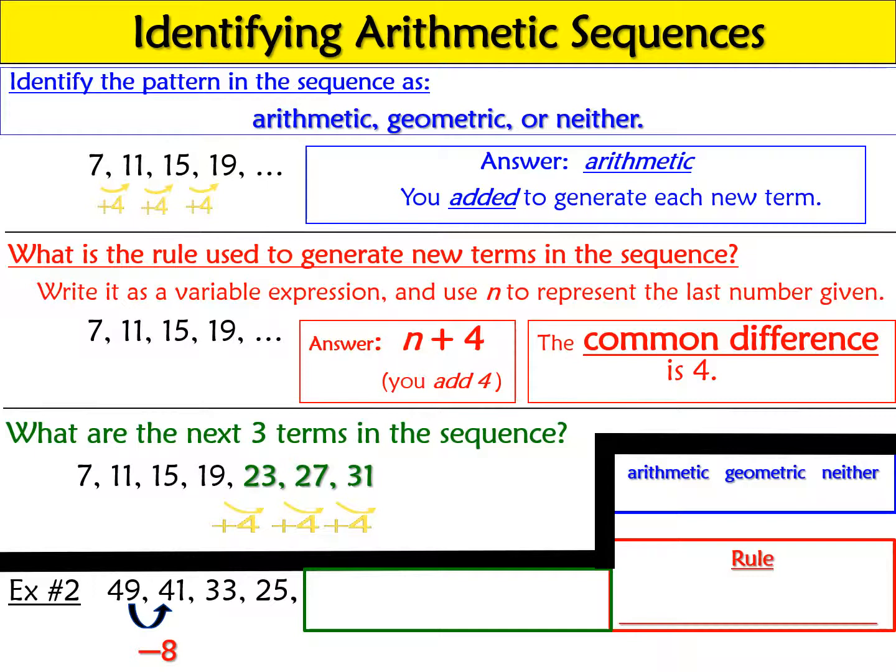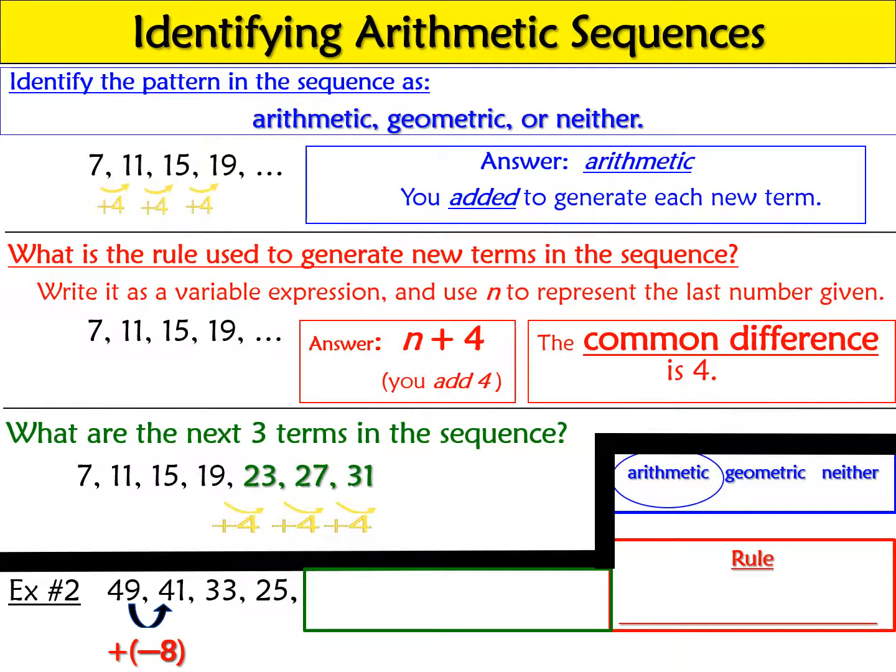Well, if it's going to be an arithmetic sequence, we have to phrase it in terms of addition. So how can we phrase subtraction of 8 in terms of addition? That's right. What we can say is that we're adding a negative 8 each time. So because we're adding the same number each time to move forward, we have an arithmetic sequence.